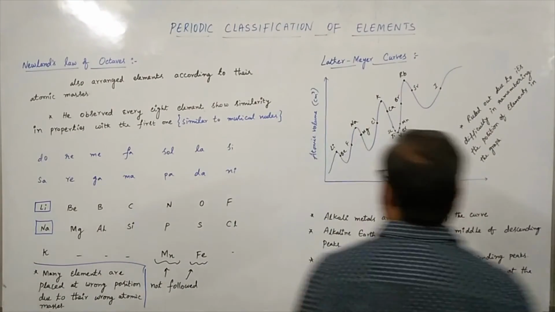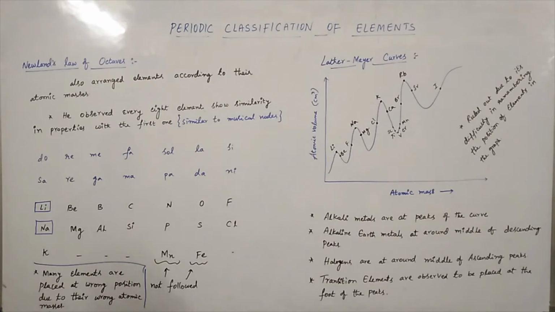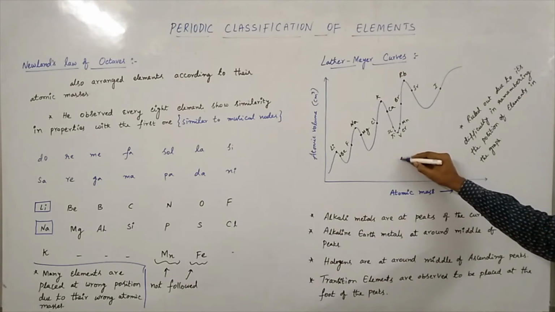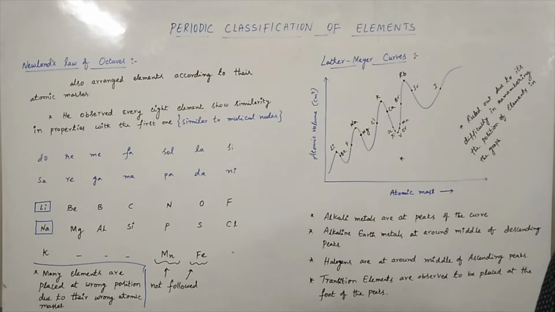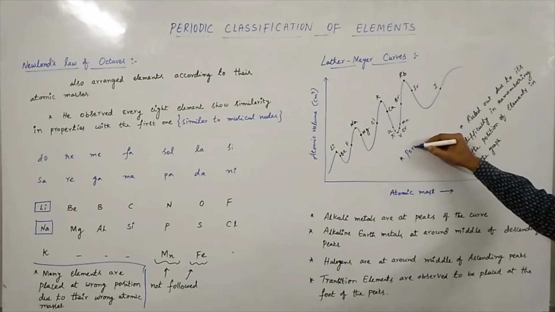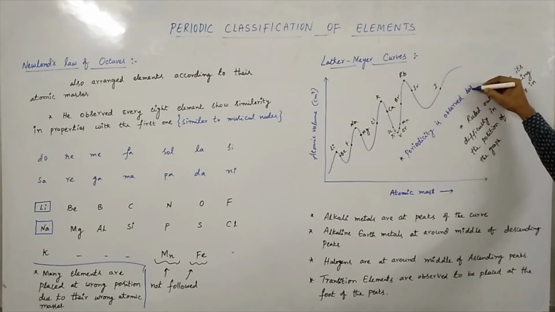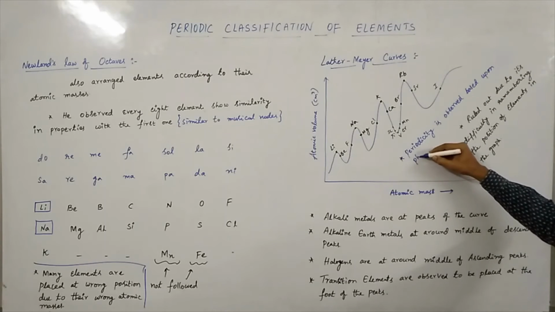So according to Lothar-Meyer, elements are placed based upon their physical properties. Till now we have arranged elements based upon their atomic masses, whereas Lothar-Meyer proposed this based upon their physical properties. Particularly, he calculated atomic volumes of every element based upon their density and atomic mass. So can I say periodic properties of elements are periodic functions of their atomic volume or physical properties, right? Or we say periodicity is observed based upon physical properties.